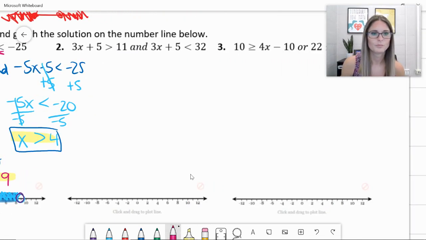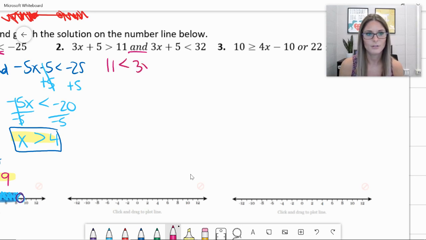Number 2. You've got 3x plus 5 is greater than 11 and 3x plus 5 is less than 32. So we could have shoved this together if you're curious. It could have looked like 11, pancake it over, is less than 3x plus 5 is less than 32. Notice the less than symbols. Notice 11, 32 is in numerical order. There you go. But we're going to need to solve them. So let's do that.